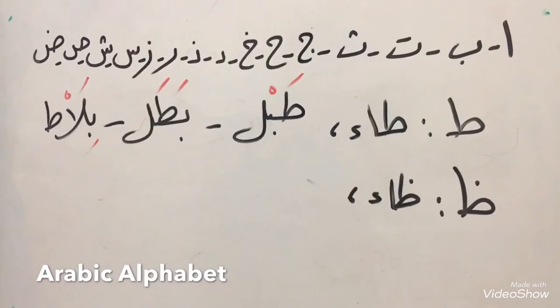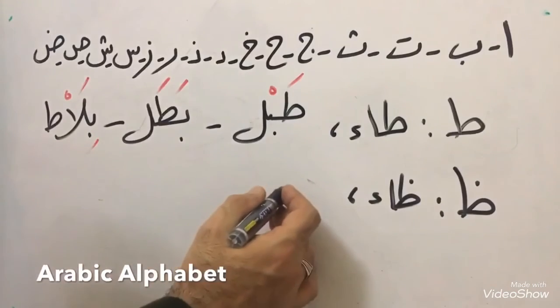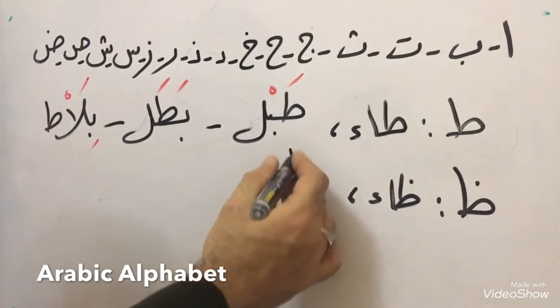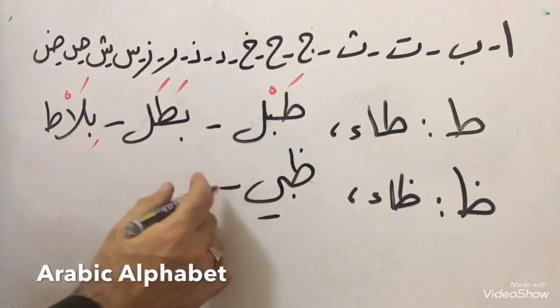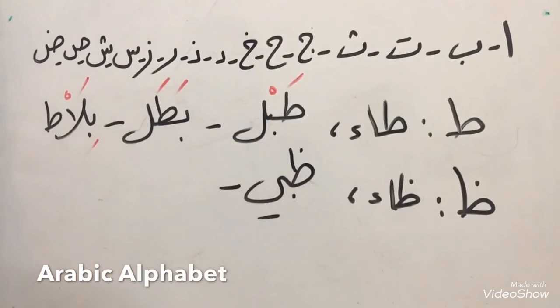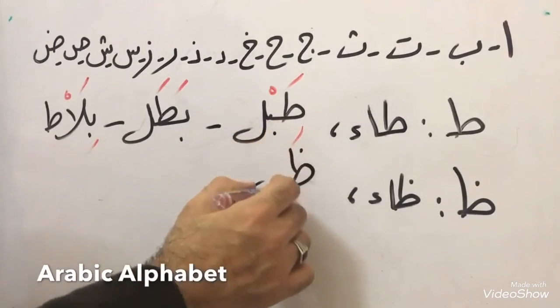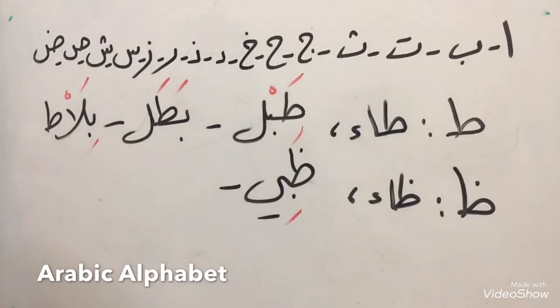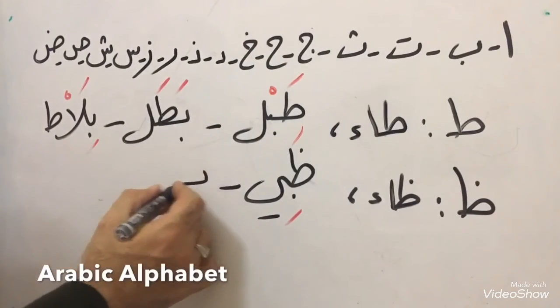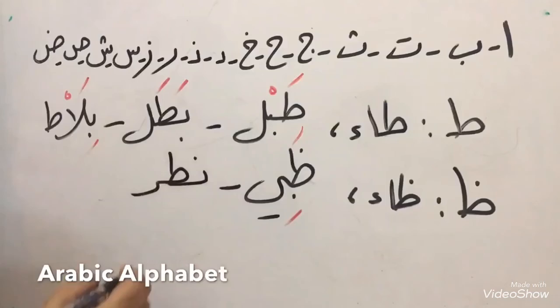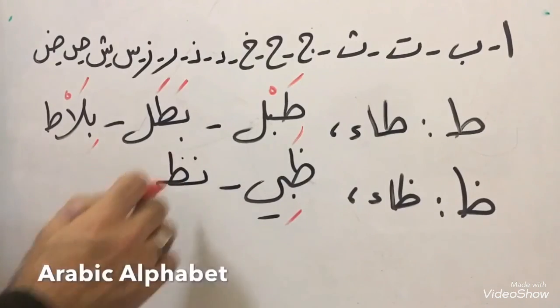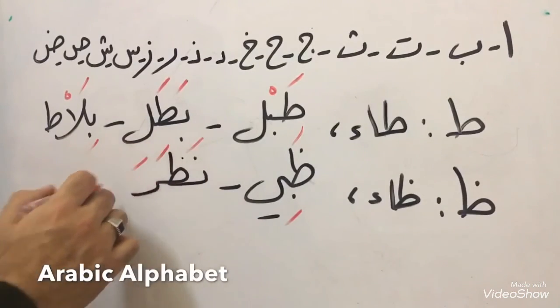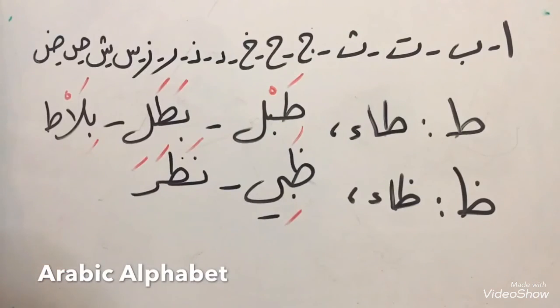An example at the beginning of the word: ظبي, deer, an animal. نظارة in the middle. It is a verb, a past verb.